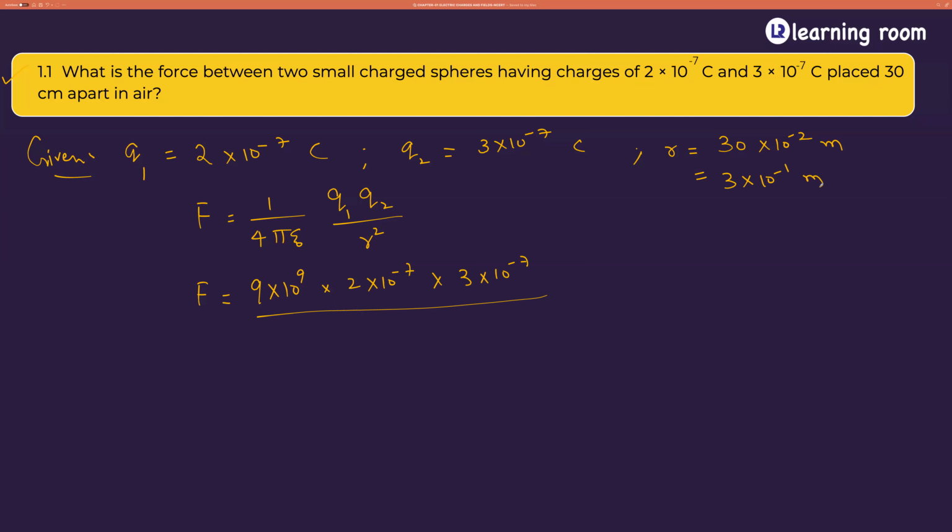Right, both are same. So R square means 3 square is 9 into 10 power minus 1, the whole square, is going to be 10 power minus 2. This 9 and 9 will get cancelled. So 2 into 3 is going to be 6. Right. So 6 into 10 power 9 into 10 power minus 14 is 10 power minus 5. So 10 power minus 5 and this 10 power minus 2 will go to the numerator. So 10 power minus 5 into 10 power 2 is going to be 10 power minus 3. So the answer is going to be 6 into 10 power minus 3 Newton.